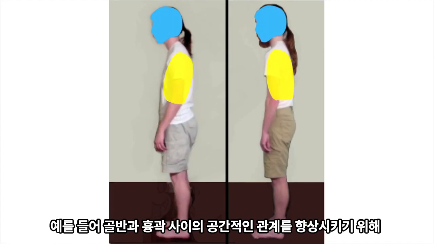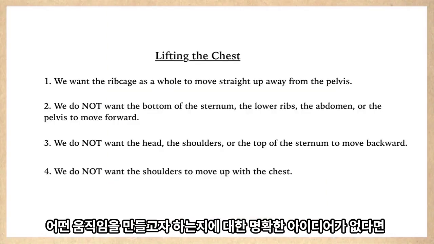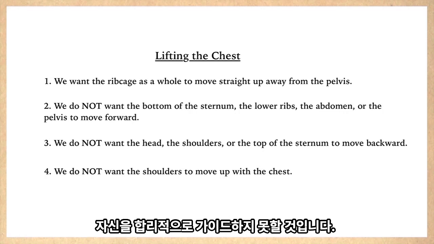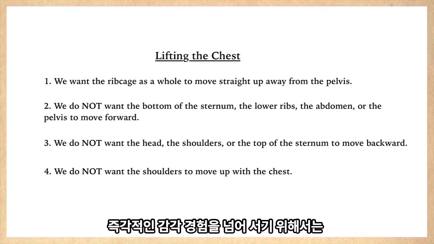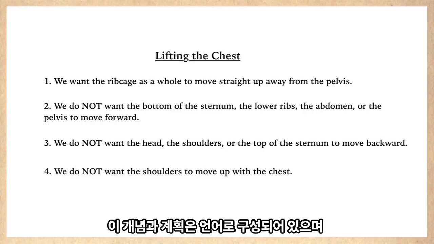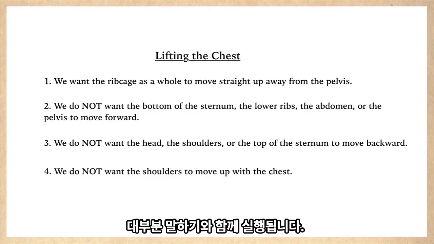If you don't have a clear idea of what movements you want to make to improve the spatial relationship between, say, the pelvis and ribcage, you aren't going to be able to rationally guide yourself into successfully making that movement. To go beyond our immediate sensory experience, we need conceptions and plans of action, and those will be made with the help of language and implemented largely with speech and self-speech.